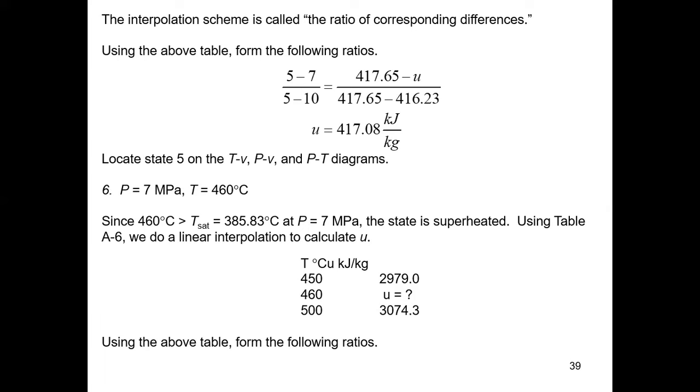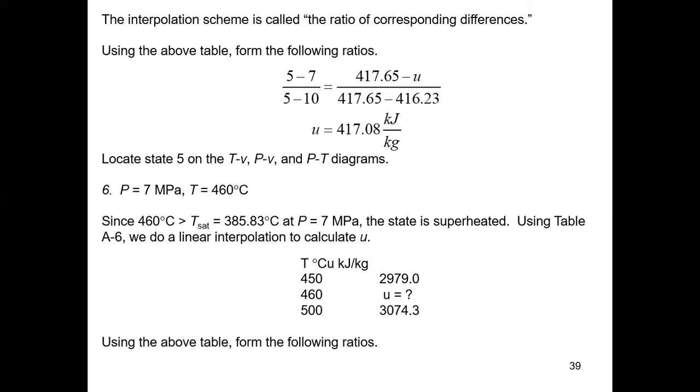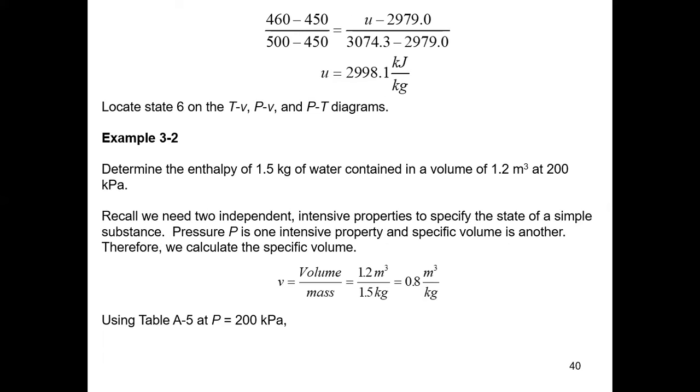Another problem: pressure is 7 megapascal, temperature is 460 degrees Celsius. Since 460 degrees Celsius is greater than the saturation temperature at a pressure of 7 megapascal, the state is superheated. Again, we do linear interpolation to find U. Once we know U, we can look at the state on TV, PV, and PT diagrams.